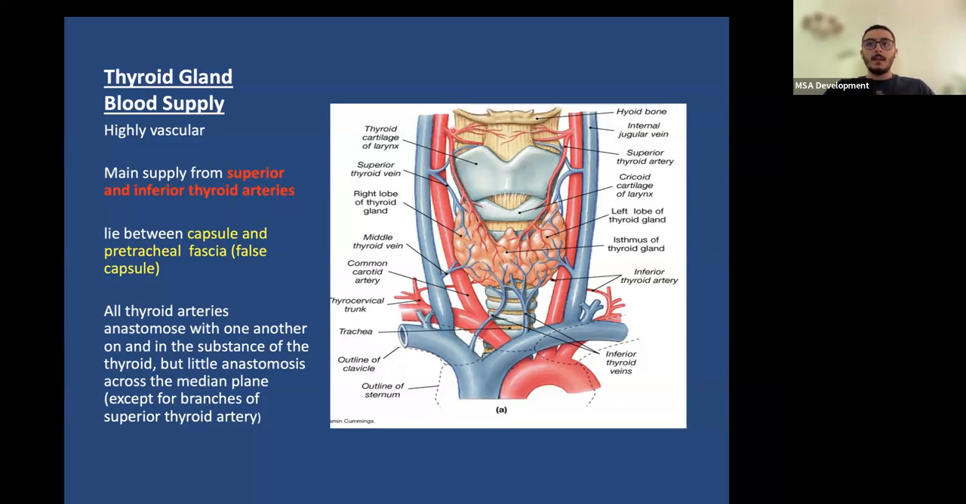So the external laryngeal nerve supplies the cricothyroid muscle, and the cricothyroid muscle is responsible for tensing the vocal cords so that we can make high frequency sounds. In case of cut or damage to the external laryngeal nerve, you will have paralysis of the cricothyroid muscle, hence no tensing of the vocal cords, and you can't create high frequency sounds.